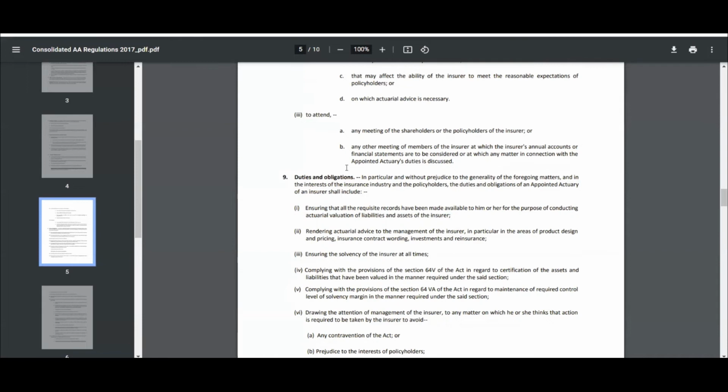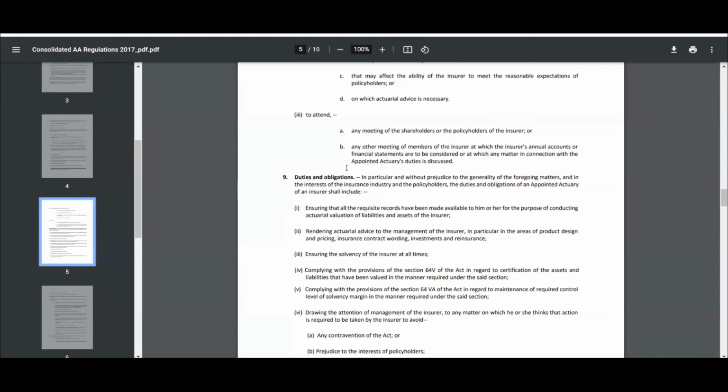So the appointed actuary should ensure that he has the requisite records for the valuation of assets and liabilities, providing advice to the management of the insurers regarding product design, pricing, insurance contract wording, investment and reinsurance, complying with section 64.5 with regards to the valuation of assets and liabilities, complying with section 64.5a with regards to the maintenance of the control level of solvency margin, that is that 150%.